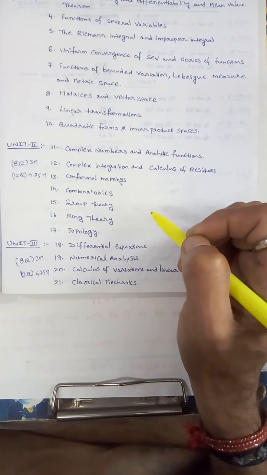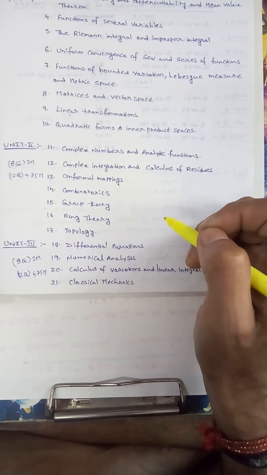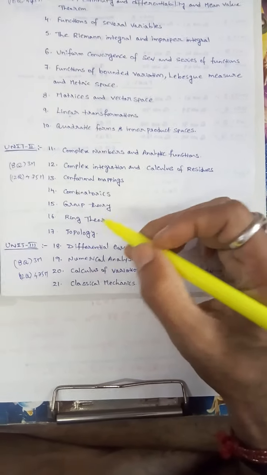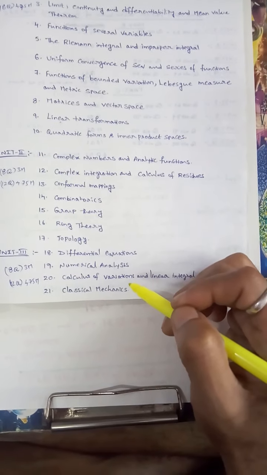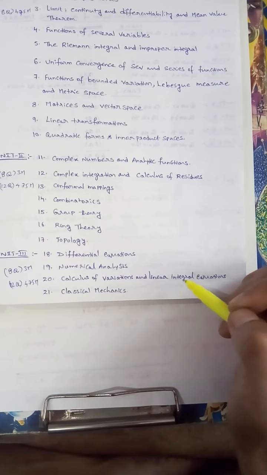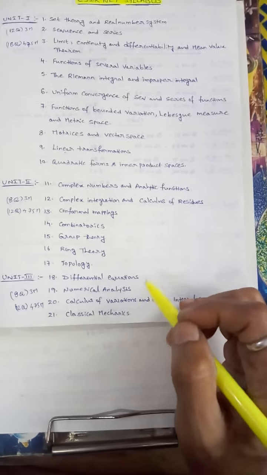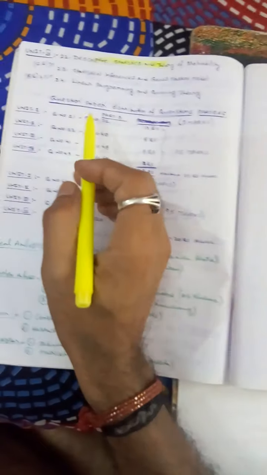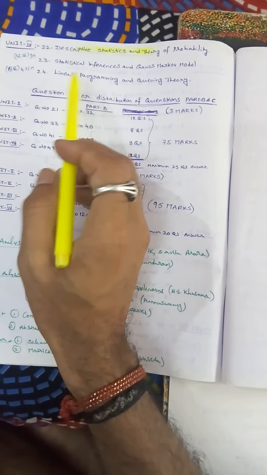And coming to Unit 3, it is differential equations, numerical analysis and calculus of variations, classical mechanics. The 18th chapter is differential equations, 19th chapter numerical analysis, 20th chapter calculus of variations and linear integral equations, 21st chapter classical mechanics. And the last, Unit 4, is optional for mathematical students.